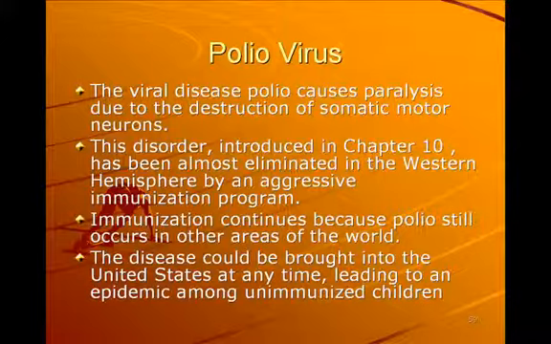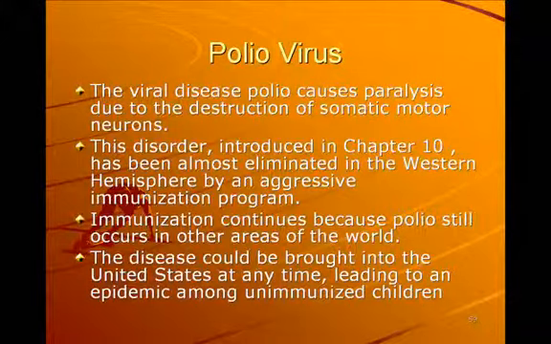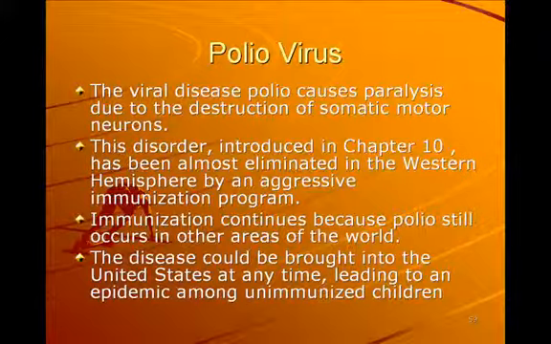Now, this disorder, which was also discussed in an earlier chapter, has been eliminated in the Western Hemisphere by aggressive immunization programs. Immunization continues because polio still occurs in other areas of the world. Diseases could be brought into the United States at any time, leading to an epidemic amongst unimmunized children.